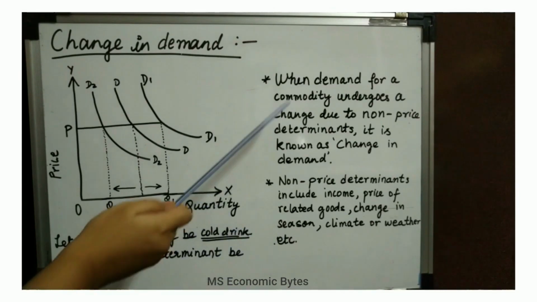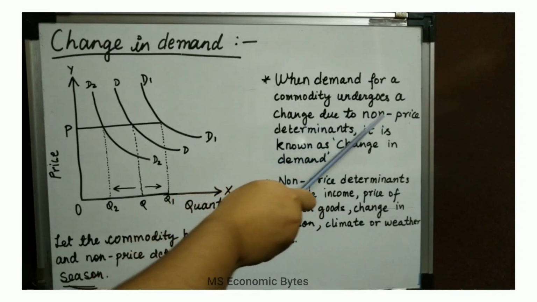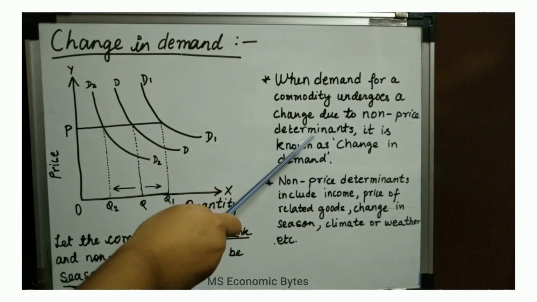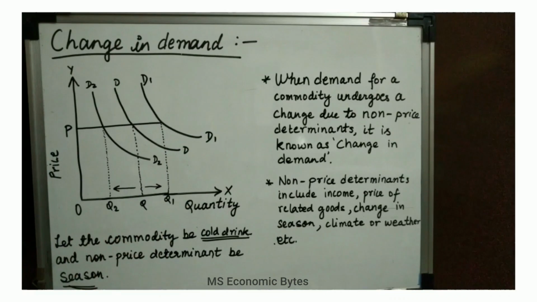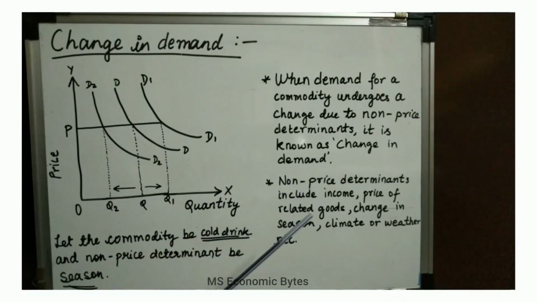commodity. Now when demand for a commodity undergoes a change due to non-price determinants and at the same time keeping the price of the commodity constant, it is known as change in demand. What are the various non-price determinants? It includes income of the consumer, price of related goods, change in season, climate or weather, and so on. There are various other non-price determinants.